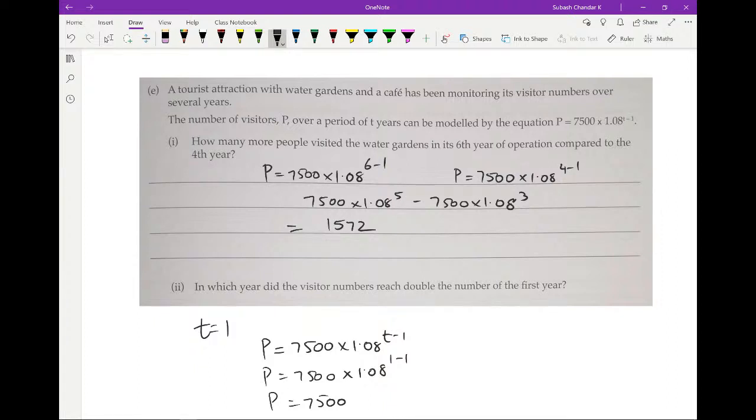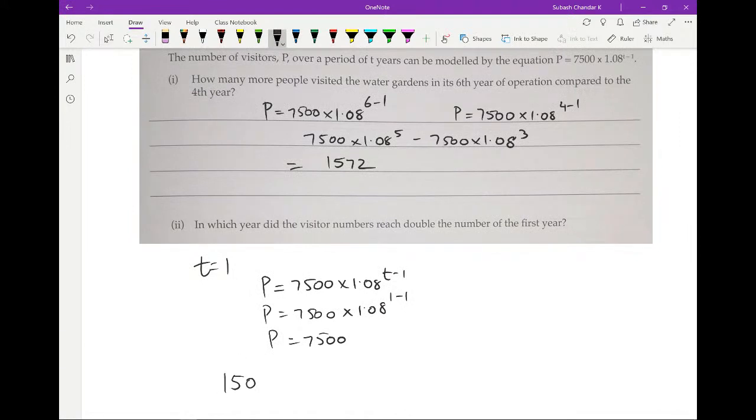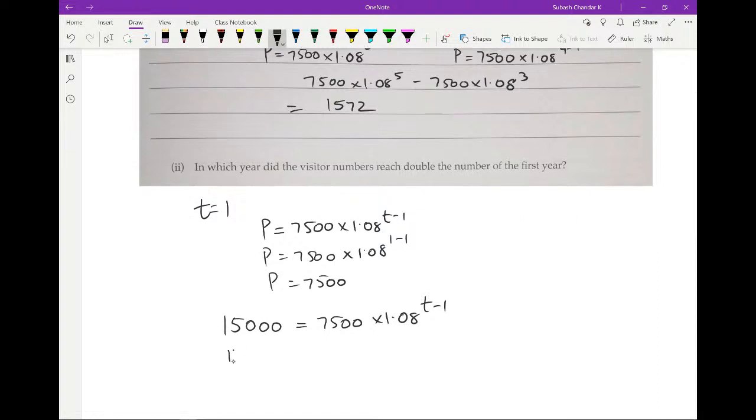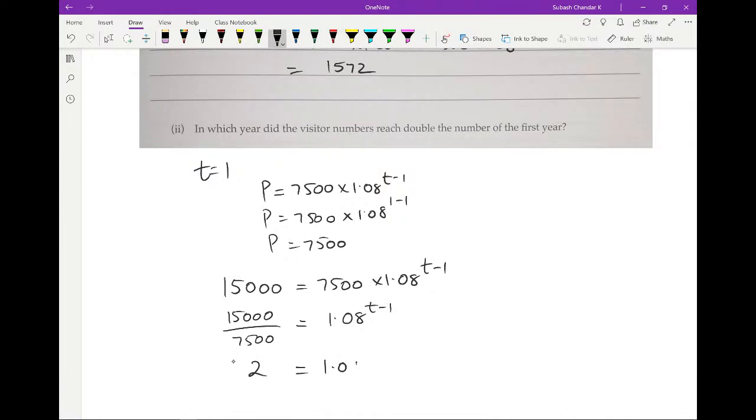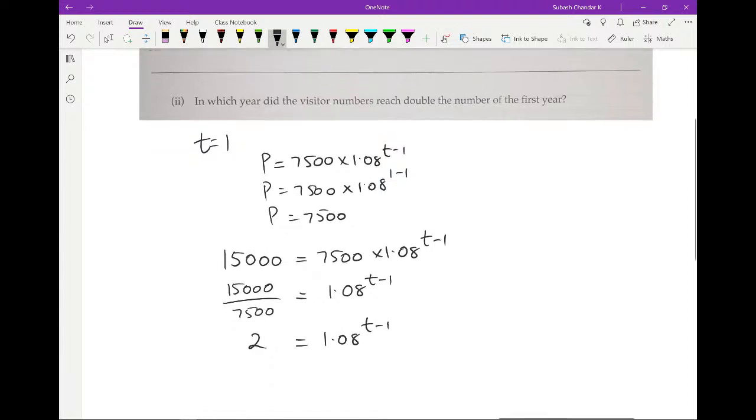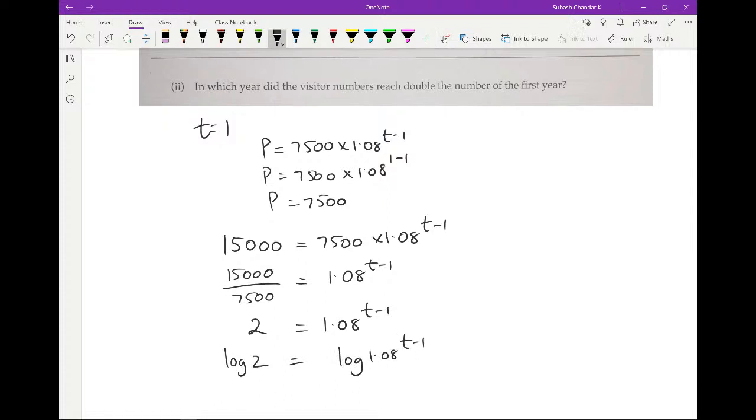All right. Now, if you want it to double, we're trying to figure out when it is going to reach 15,000. So we can go 15,000 equals 7,500 times 1.08 to the power of t minus 1. Rearranging this, we get 15,000 divided by 7,500 equals 1.08 to the power of t minus 1. In other words, 2 is equal to 1.08 to the power of t minus 1. Now, we want to take logs of both sides. So we get log 2 equals log of 1.08 with t minus 1 in the power.